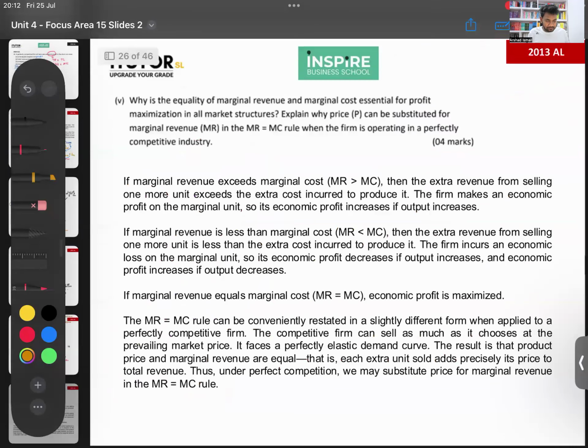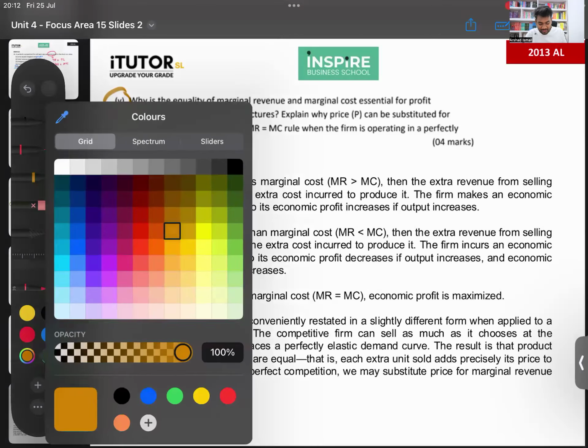This is an easy one. We have talked about this. Question 5 is asking, why is MR equals MC the profit maximizing condition for all market structures? Explain why price can be substituted for MR in the MR equals MC rule in perfect competition. So this is a very easy part that you all know. I have put the answer. Let me just explain the story.